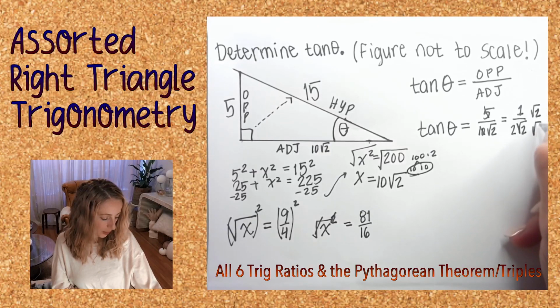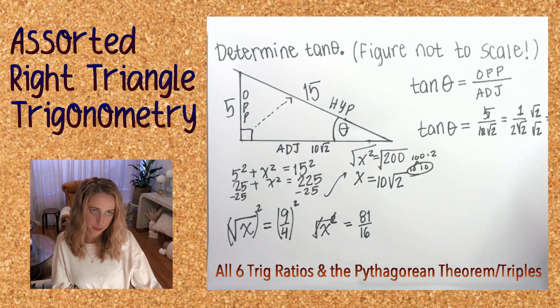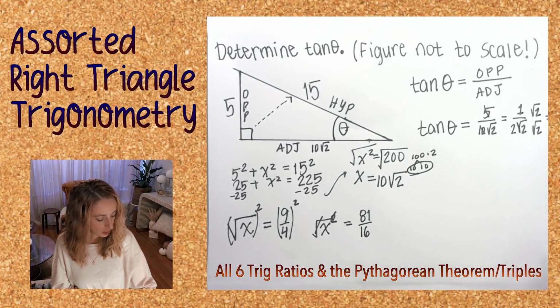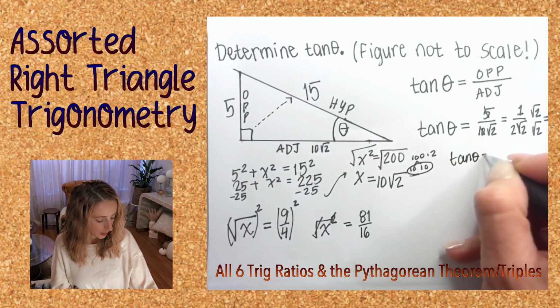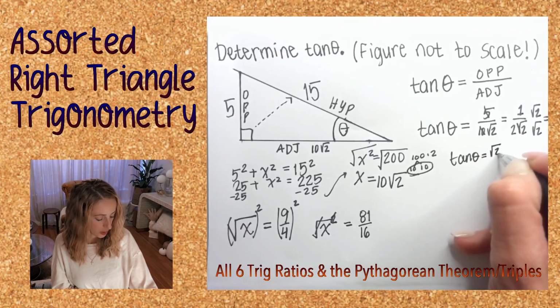Multiply on top and bottom by root 2. What is this process called? If you said rationalizing your denominator, I love you very much. So from there, tan theta equals 1 times root 2 is root 2.